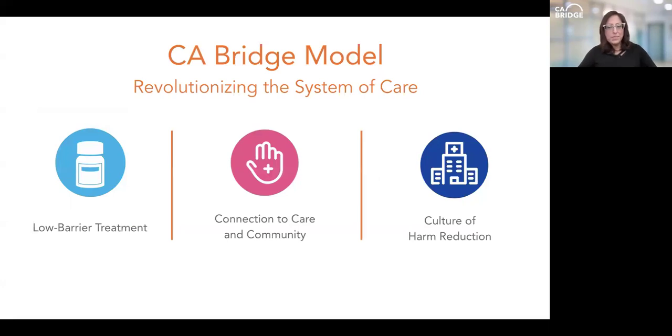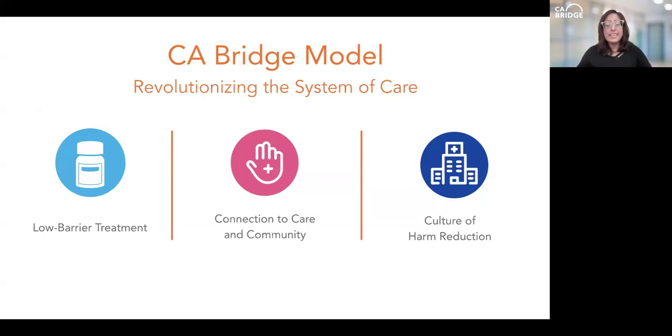But this is what I always ask people: what is our three pillar process for our CA Bridge model? We gave away lots of swag when people answered. What is our Bridge model? Three focuses, you guys. What are they? Low barrier treatment. That's our doctors giving the buprenorphine in the emergency room. The last two focuses are connection to care and community.